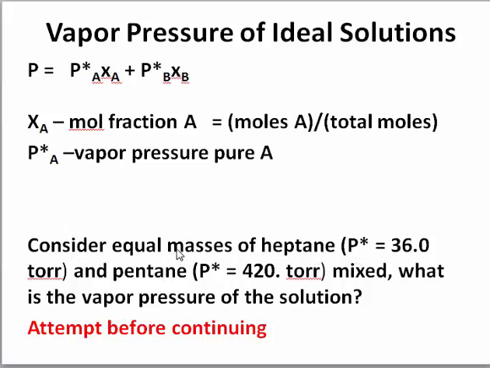So consider we mix equal masses of heptane and pentane. Vapor pressure of heptane is 36 and pentane is 420 torr. What is the vapor pressure of the solution? You should attempt this straightforward example before continuing.